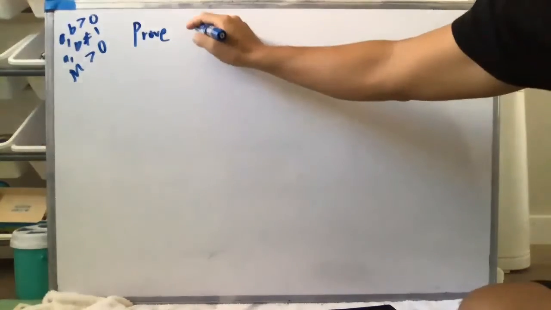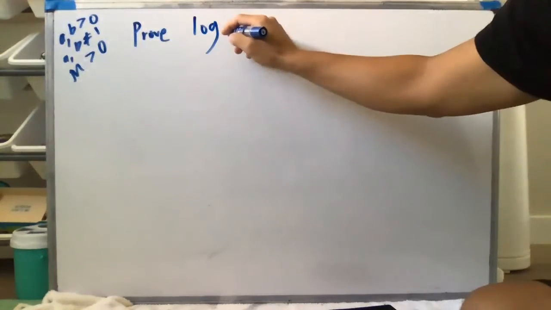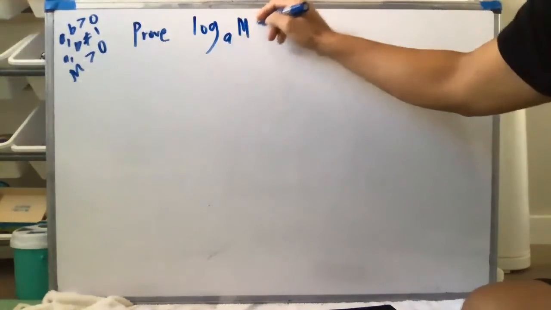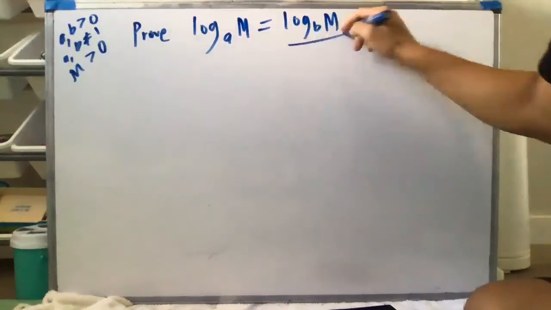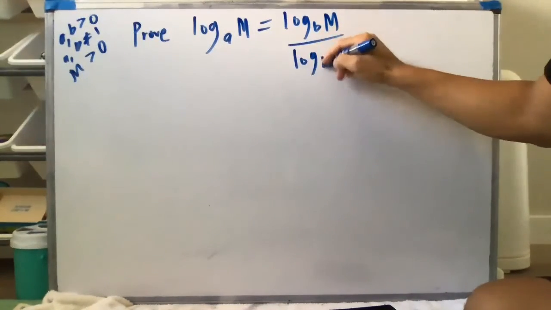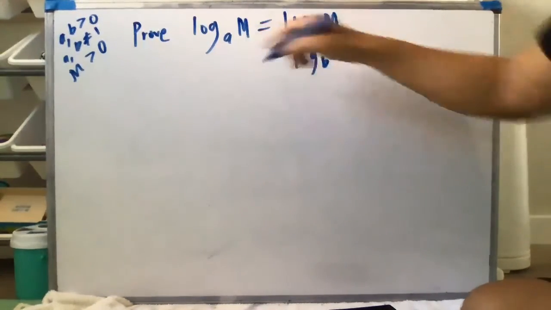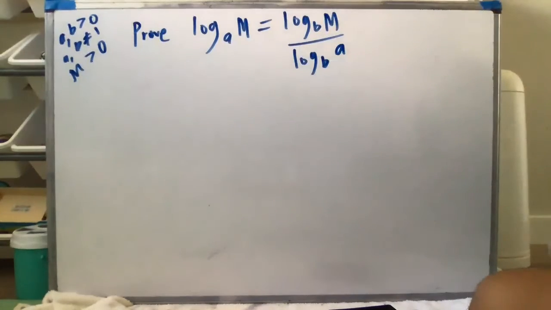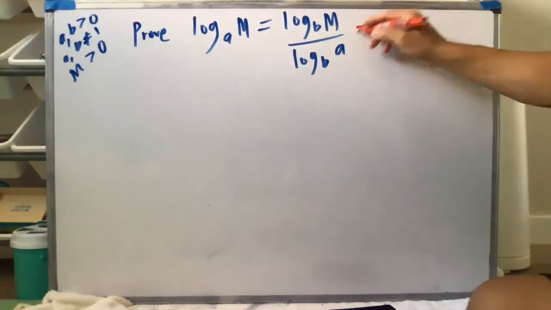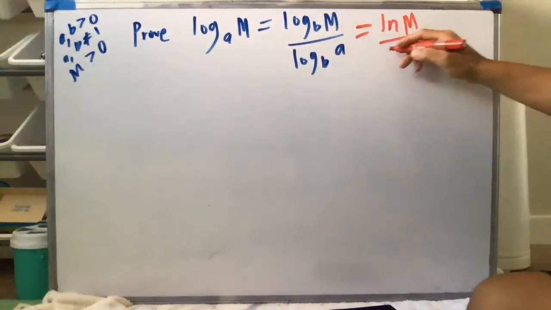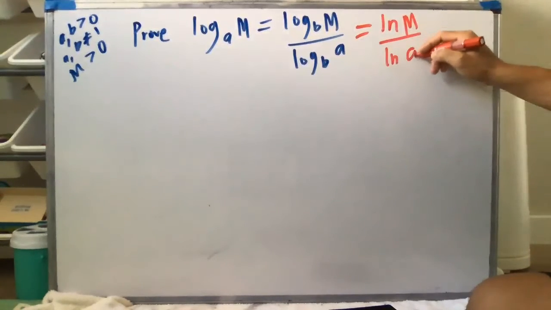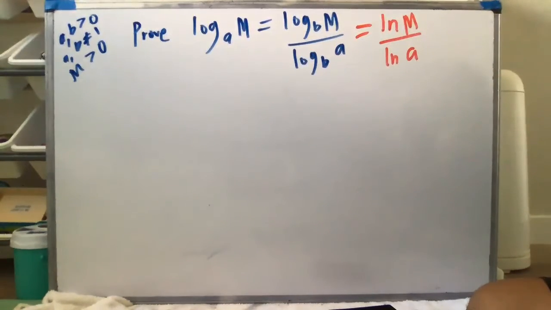All right, so what we're trying to prove is that log base A of M is equal to any general log I choose over any general log I choose, top number M over A. But instead of using a general choice, I'm just going to show that I can do it for ln in particular, because I like ln's. Ln's are on your calculator. Ln is arguably the most important log in math.